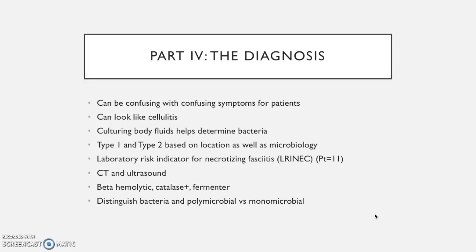CT and ultrasound can help to mainly eliminate other factors. So an ultrasound is used to eliminate deep vein thrombosis, and a CT could be used to see where the fluid is accumulating. So strep pyogenes is beta hemolytic, catalase positive, and it's a fermenter. So these can be used as culture tests. And distinguishing the bacteria, so you're going to want to culture and determine what the bacteria are and determine if it's polymicrobial versus monomicrobial, because that can determine how you're going to approach treatment for this particular case.